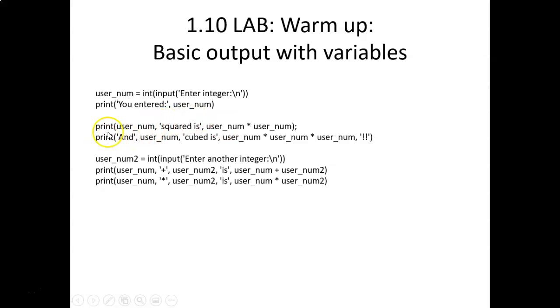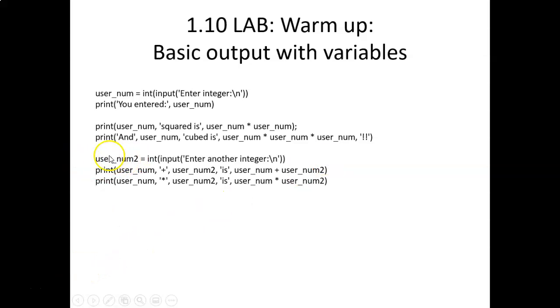And then we're going to print on another line the word "and." We're going to print our user num variable again. "Cubed is," we'll print this string, user num times user num times user num. And we're going to print an exclamation point. So this will print the cube of the value, the result of this statement, and then it'll print another string.